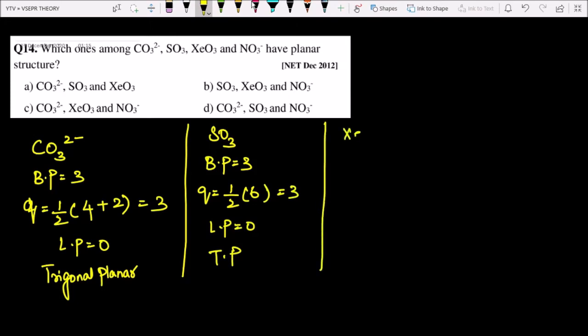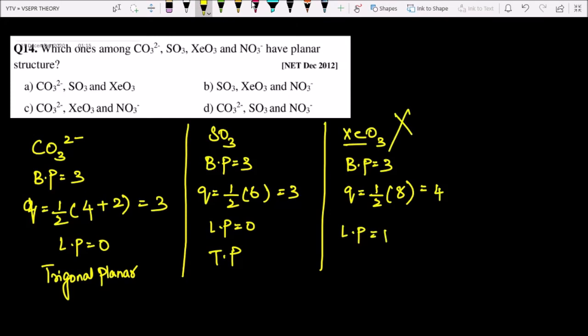Now XeO3. In case of XeO3, bond pair is equal to 3. The quotient is equal to half into valence electron of central atom 8, so quotient is equal to 4. So the lone pair is equal to 1. So this is not trigonal planar. It is 3 1. Can you see? 3 1 is not trigonal planar, whereas it's pyramidal. Okay, this is pyramidal. So this cannot be the answer.